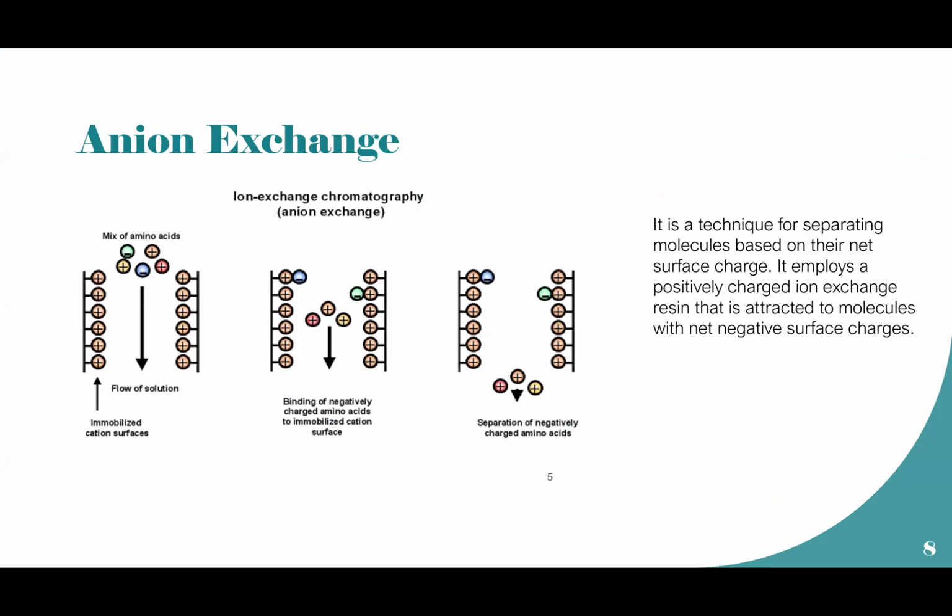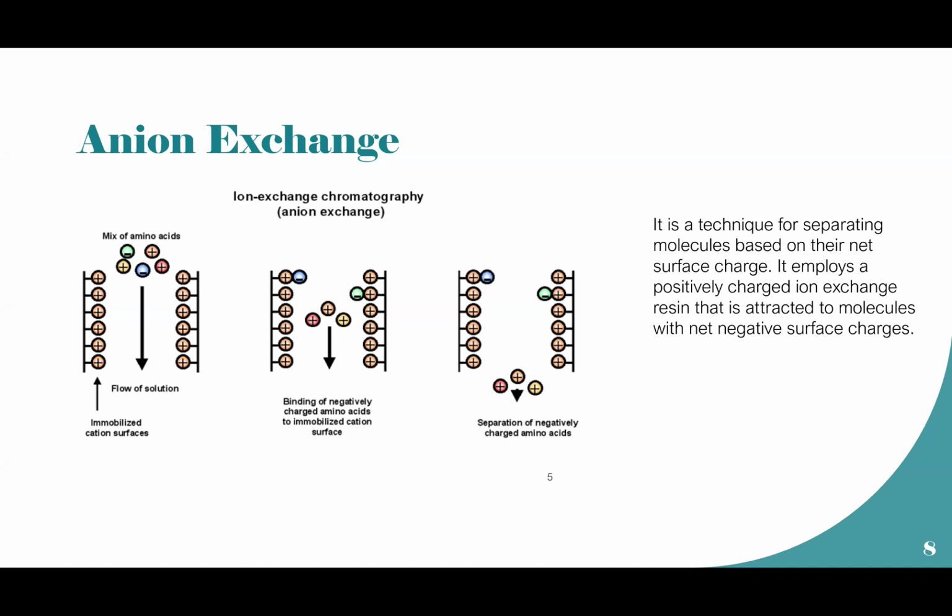And then here we have ion exchange, which is quite frankly the opposite, if you ask me, but a technique for separating molecules based on their net surface charge. It employs a positively charged ion exchange resin that is attracted to molecules with net negative surface charges. And so in this picture, we have a mix of amino acids.